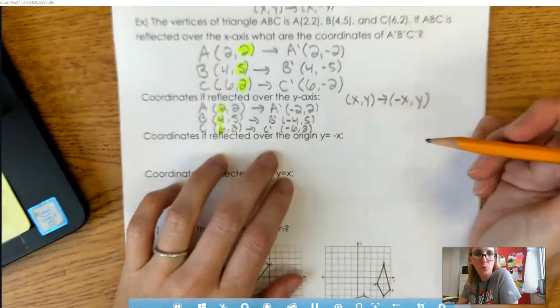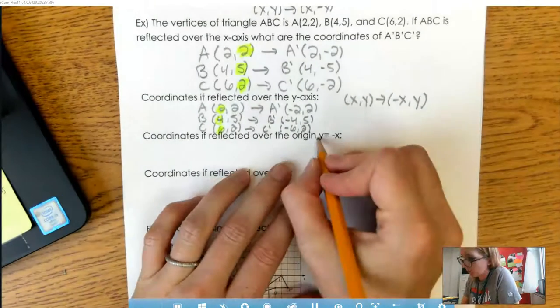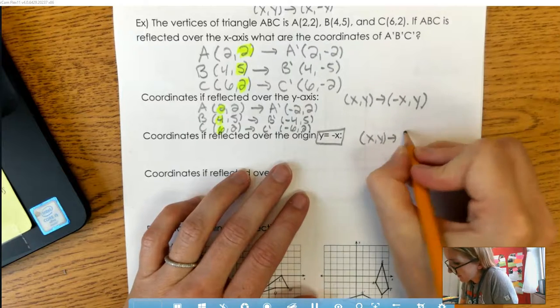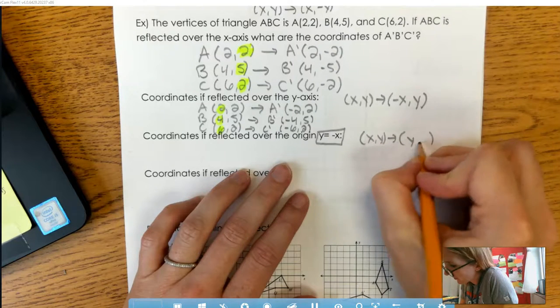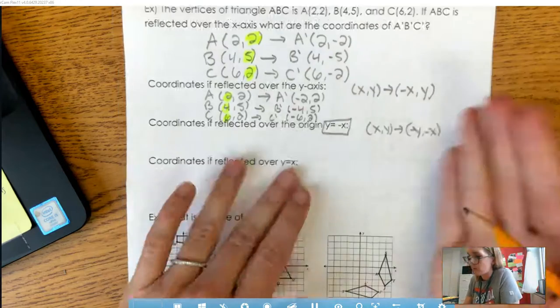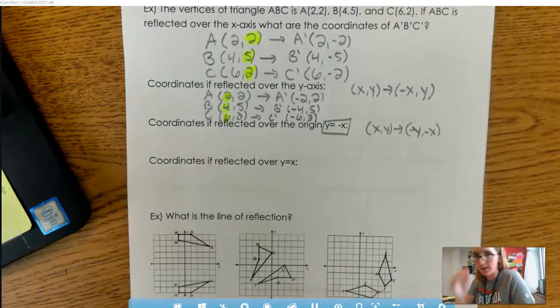All right, remember the rule, if we're reflecting over the origin or reflecting over this line, y equals negative x, that means I'm going to flip the places and change the sign. So I'm going to flip them and change the sign.